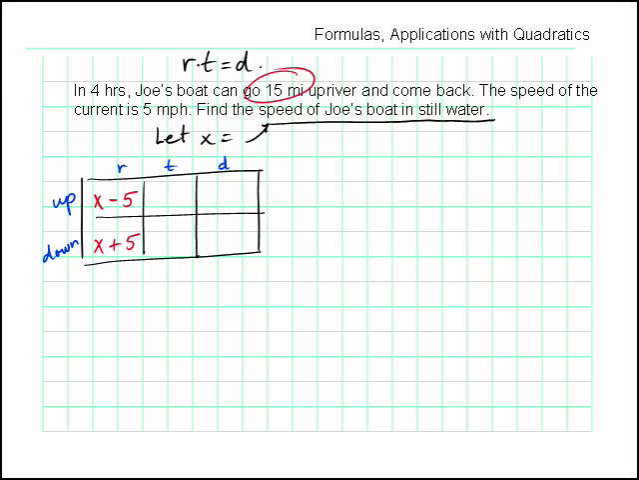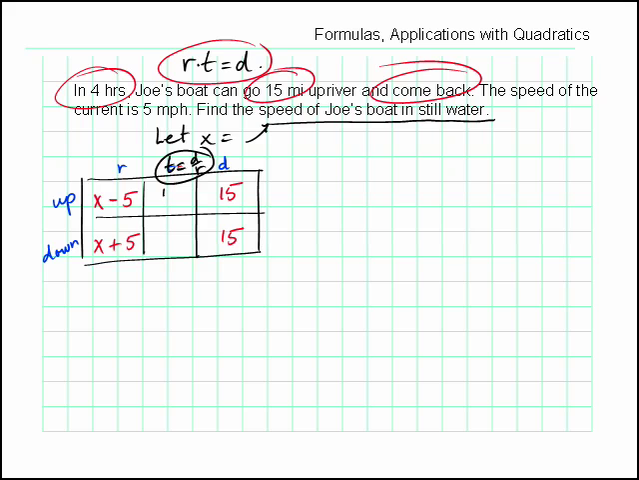Now it says right here that you go 15 miles upriver, so the distance is 15. And you come back. Well, if you come back the way you went, the distance is the same. That's also a 15. Now to fill in the time, we don't use this 4 yet, because the 4 is actually the total time. The time here, if you look at the formula right up here and solve for t, time is equal to distance divided by rate. And so in here I have 15 distance over the rate x minus 5, and down here I have 15 divided by x plus 5. Those are the times going upstream and downstream.